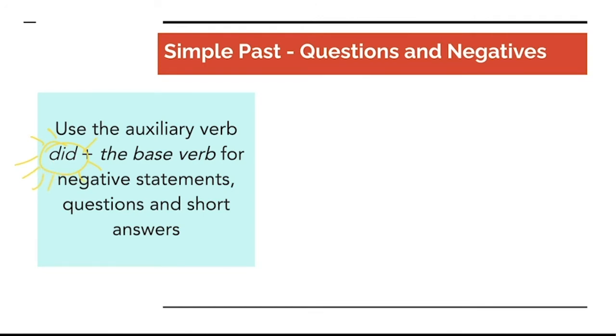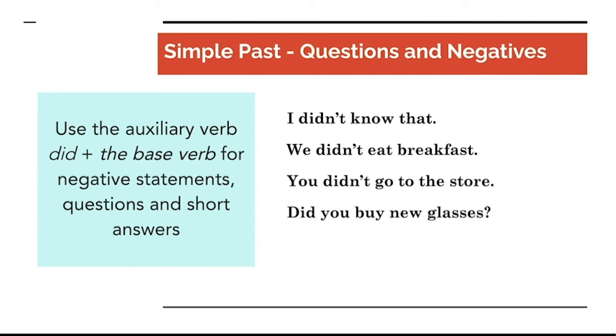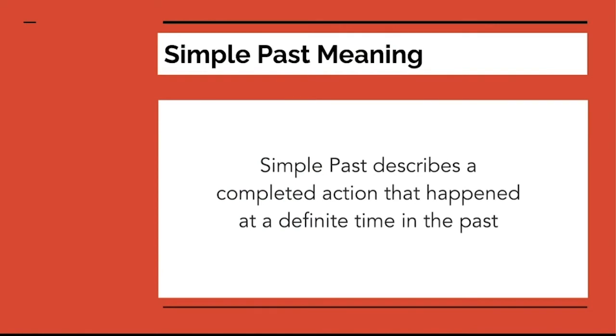So make it past tense. It's going to be did. And then whatever the main verb is. I didn't know that. We didn't eat breakfast. You didn't go to the store. Did you buy new glasses? Did they finish their work? They did. So the helping verb is do in past tense. Same for all subjects. Now, what does this mean?